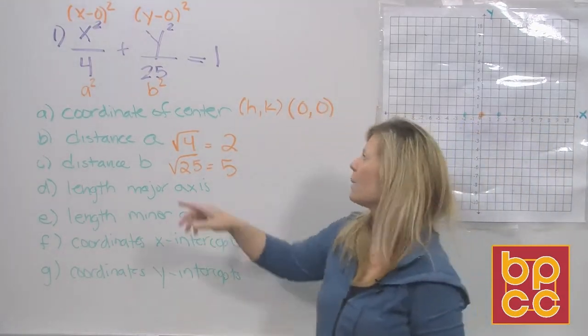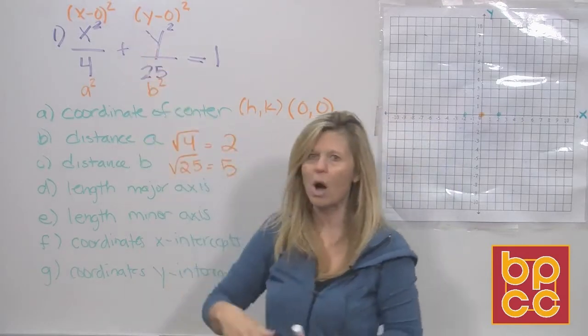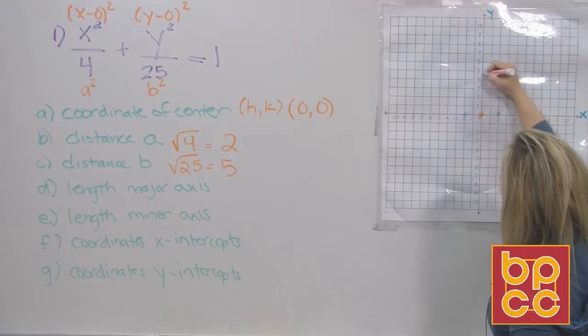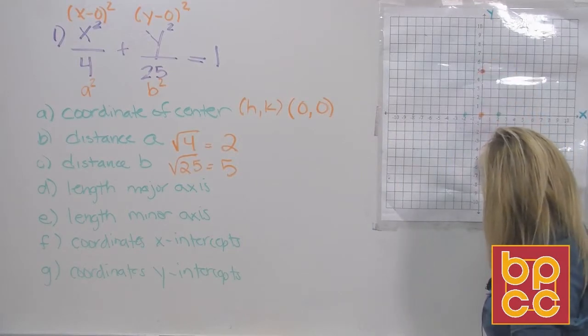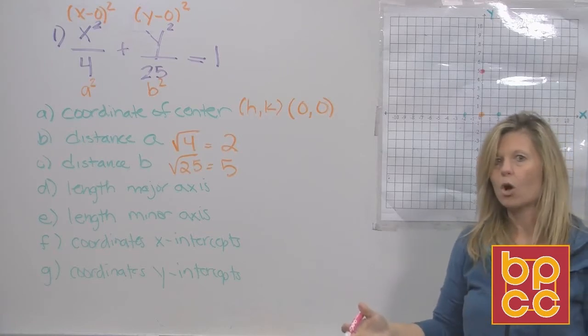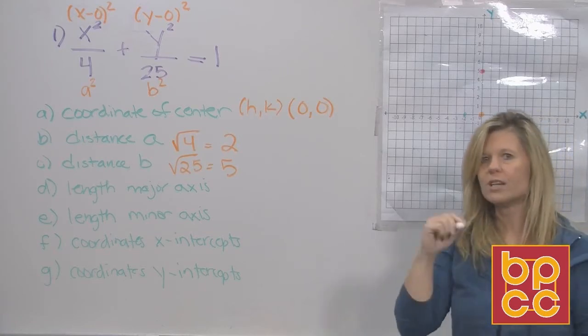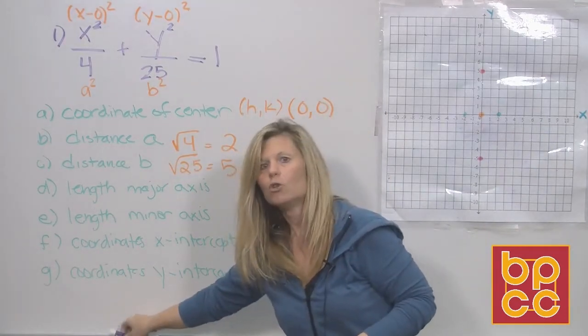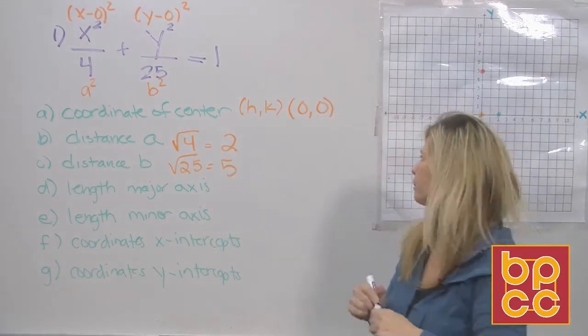Why do I know we're moving up and down? Because b is underneath y. The y-axis goes up or down. So we're going to count from the center, up 5, down 5. That's all we need to graph an ellipse: one center, 2 distances.